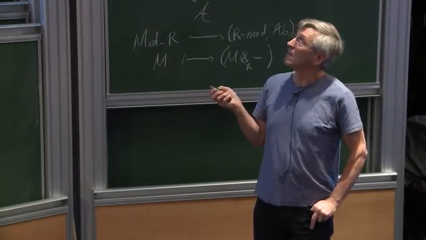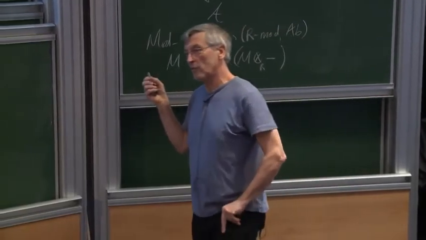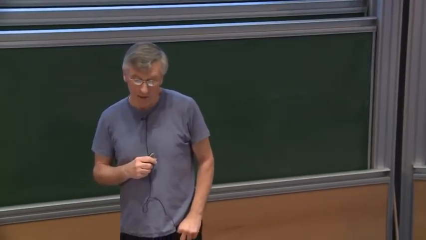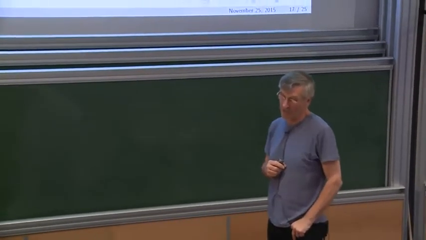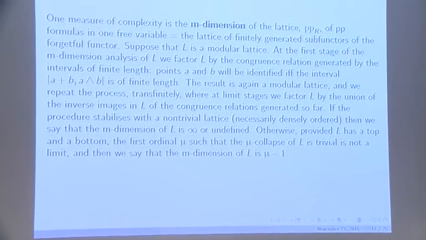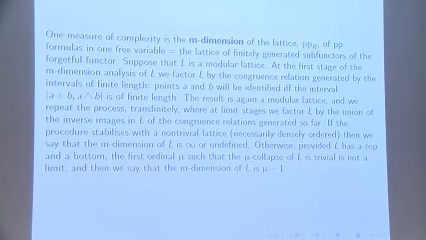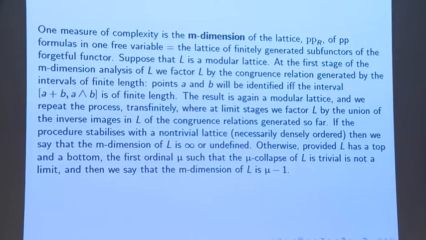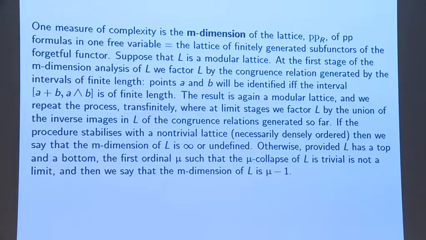Okay. Right, so let me first give you some measures of complexity. The first is the M-dimension of the lattice of pp formulas. We'll just take the pp formulas in one free variable. In other words, take the forgetful functor from finitely presented modules to abelian groups and take its finitely generated subfunctors. They form a modular lattice, a sublattice.